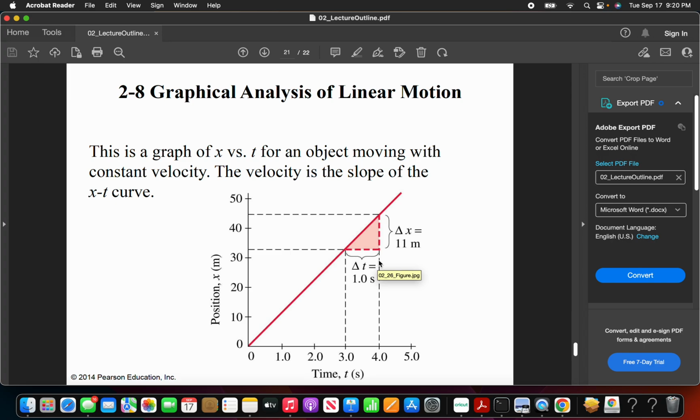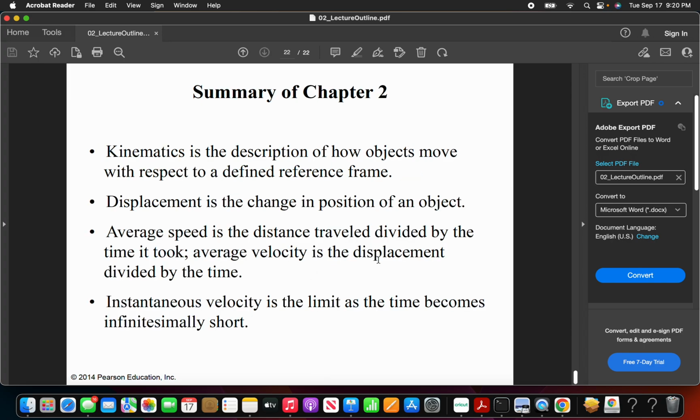Which had nothing to do, not directly, with velocity. It was position and time, right? But they are all related, okay? But you don't know that if you don't know kinematics. All right, and I think that's about it, folks. Well, let's go over the summary.